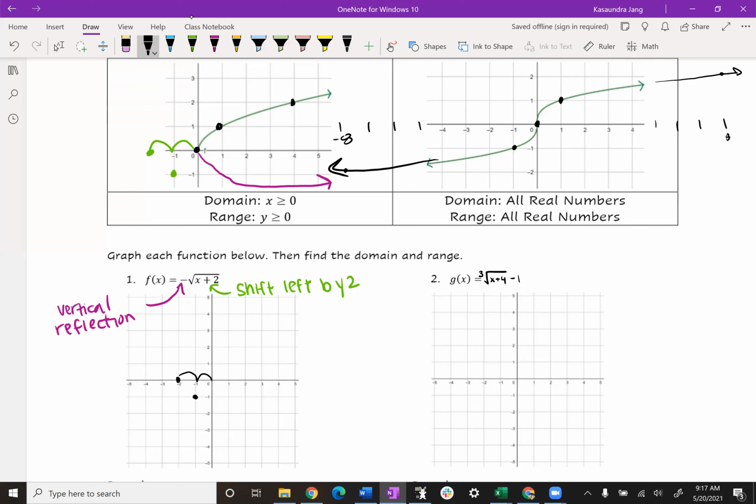So if I went over 1, 2, 3, 4, I'm not going to go up. I'm going to go down by 2. And I could even keep going. We know the square root of 9. So 1, 2, 3, 4, 5, 6, 7, 8, 9. If I keep doing this, I can keep it going, and it should look like this parent function with a reflection and shifted to the left by 2.